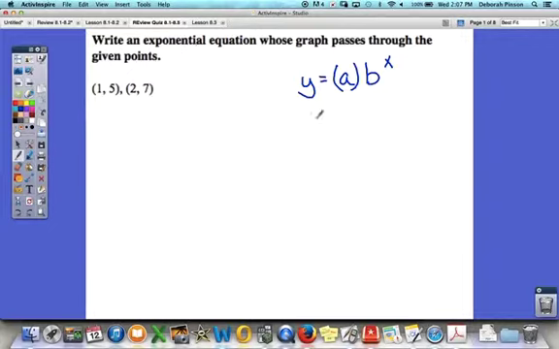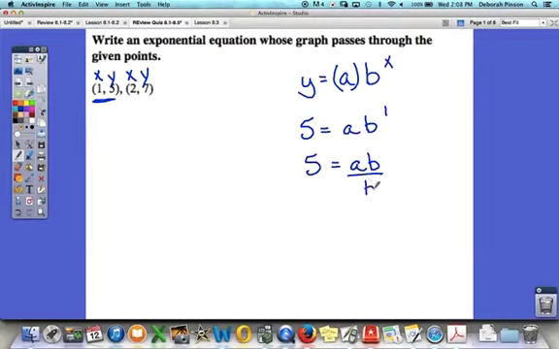Write an exponential equation, and I gave you the form here, whose graph passes through the given points. So I'm giving you 2 points. Each one has an x and a y. What I'm going to do is try to manipulate this equation knowing my x and my y's so that I can figure out the a and the b. So I'm just going to start with this first point. I'm going to plug in the y and the x. The x is 1. So it's b to the first, I don't even have to write it. And I'm going to solve for that a. So I'm going to divide by the b. So a equals 5 over b.